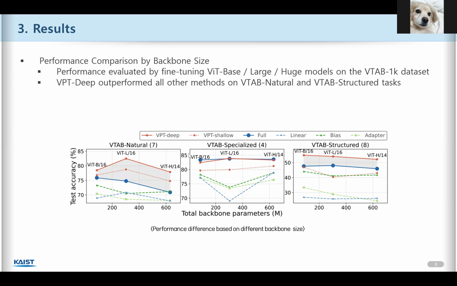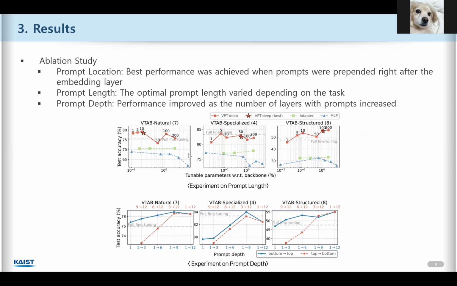This slide introduces the ablation study. 3 experiments were conducted on prompts. The best performance was achieved when prompts were prepended right after the patch embedding layer. The optimal length varied by task. In the figure, the best prompt lengths are marked with stars across different task groups. Performance generally improved as the number of layers receiving prompts increased, as shown in the bottom graph.